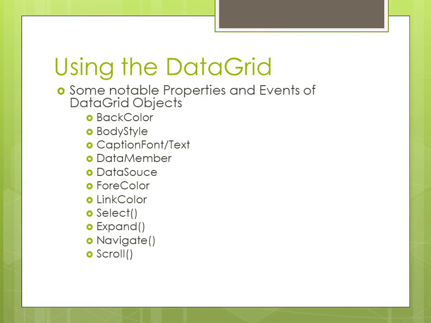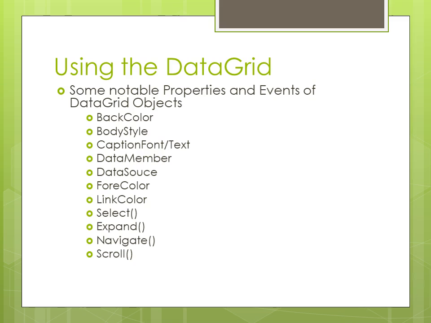Next one is using the data grid. So we have discussed data grid and data view. Data grid is a tool in our toolbox. With this tool it is easily visible what data is contained in our tabular columns. Here some of the notable properties are background color, body style, caption font and text, data member, data source, forecolor, link color, select, expand, navigate, scroll.